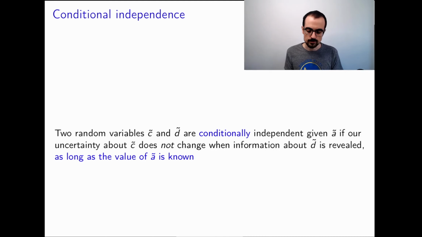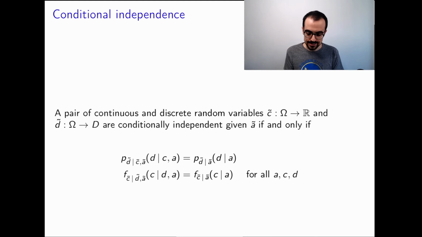The same thing happens if we want to condition on a third random variable, in this case A. We say that a continuous and a discrete random variable are conditionally independent given A if our uncertainty does not change when information about the other random variable is revealed, as long as A is known. To capture this, we say that the conditionals between D and C are equal to the marginals when we also condition on A. Okay, always also conditioning on A. That's how we define conditional independence for discrete and continuous random variables when we model them together.